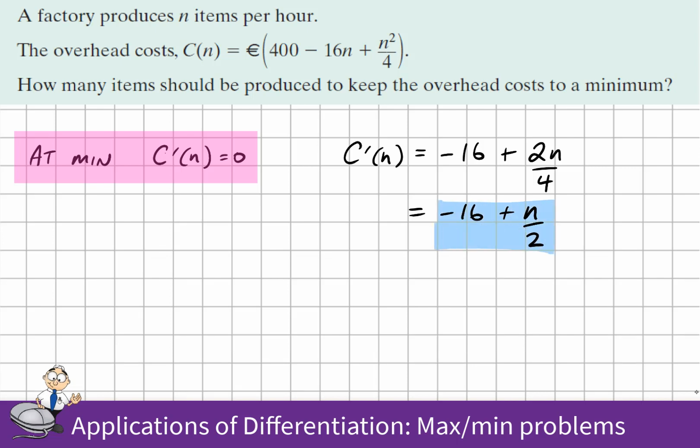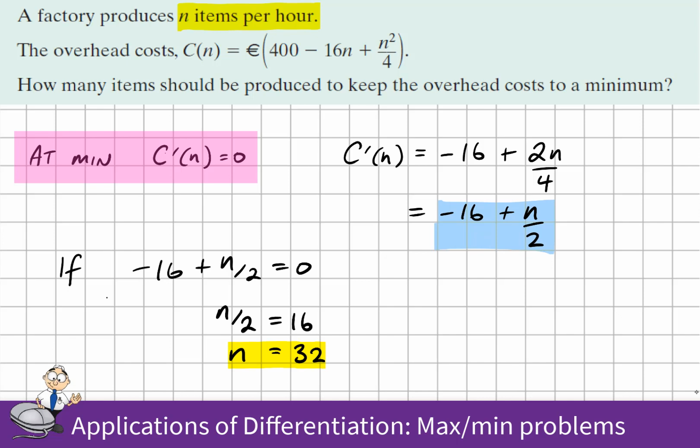And we want to know, well, for what value of n would that be equal to 0? So we let that equal to 0. And then we solve this equation. Adding 16 to both sides and multiplying both sides by 2, we see n is equal to 32. So in the context of the question, we would say 32 items per hour would keep the cost to a minimum.